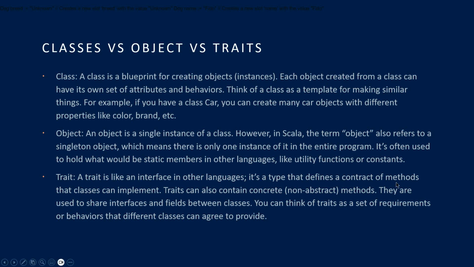And then you have this thing called a trait. A trait's like an interface in other languages. It's a type that defines a contract of methods that classes can implement. It's an interesting turn of phrase there. Traits can also contain concrete non-abstract methods. They are used to share interfaces and fields between classes. You can think of traits as a set of requirements or behaviours that different classes can agree to provide.